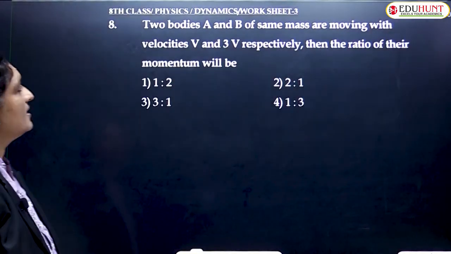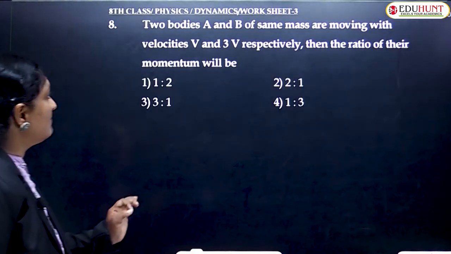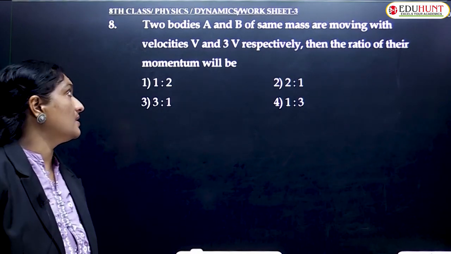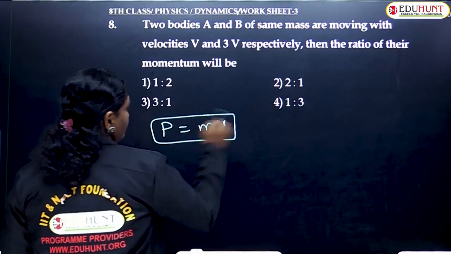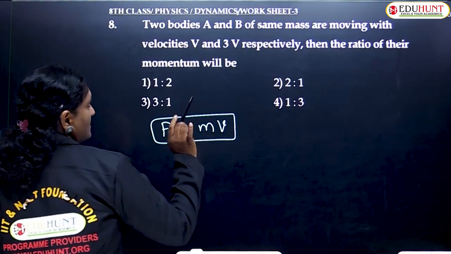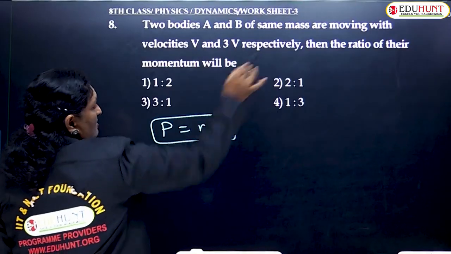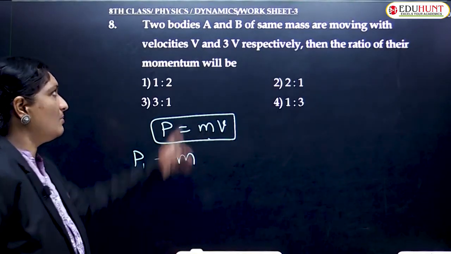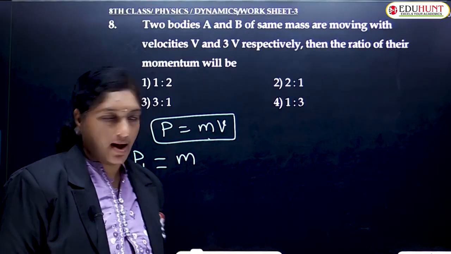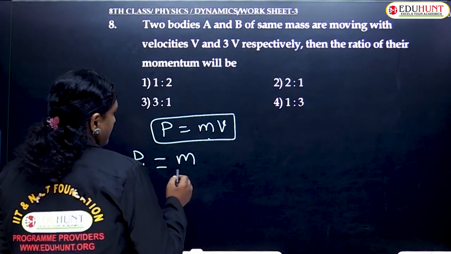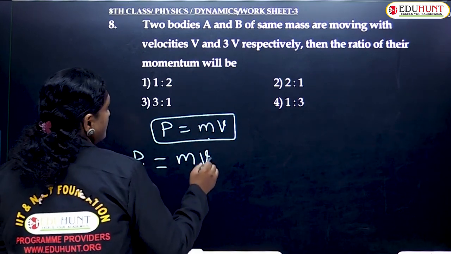Now the last question. Two bodies A and B of the same mass are moving with velocity V and 3V respectively. Then the ratio of momentum is. Children, we know the formula for momentum is mass into velocity. So here, mass is constant but velocity is changing. First momentum value, how much is P1 equal to? What is the first mass? Some M, let us suppose. If the first body mass is M, then the second body mass is also M because they have the same mass. And what is the velocity given, children? Velocity is given as V, that's all.